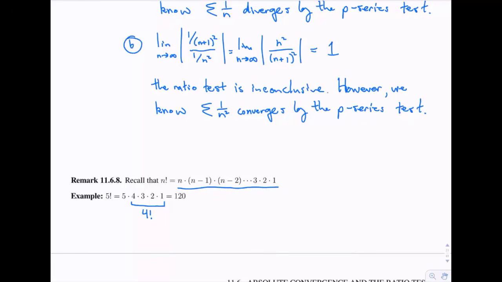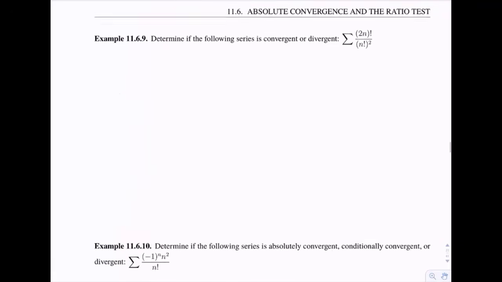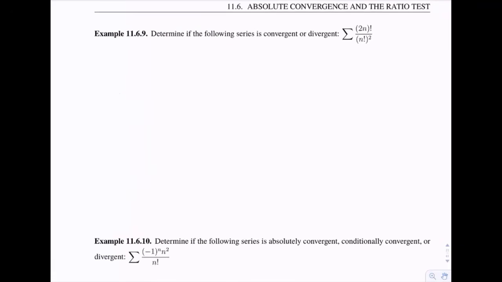So one interesting thing, though, is that you can often rewrite this as, 5 factorial is the same as 5 times 4 factorial, right? Because 4 times 3 times 2 times 1 is 4 factorial. So 5 factorial is equal to 5 times 4 factorial. So this is an interesting tidbit of information right here. We will see how this is used in this upcoming example.